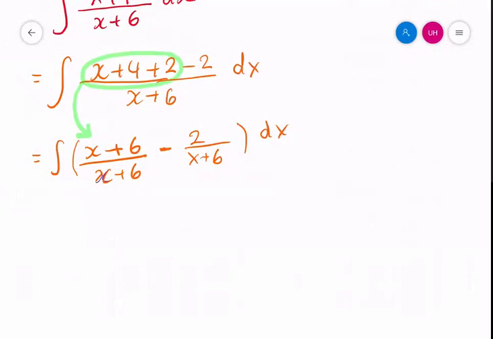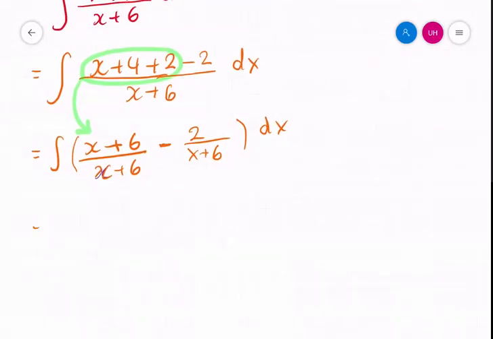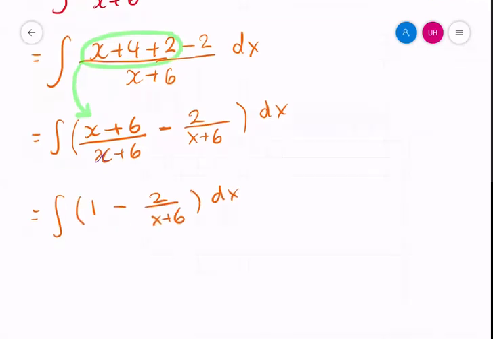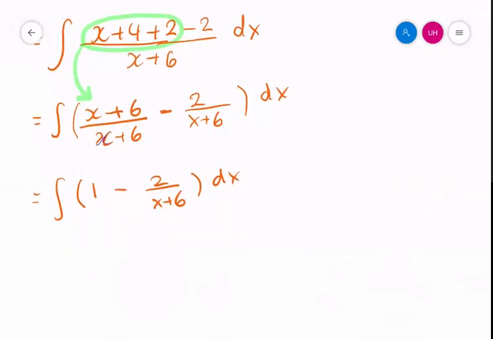Then, okay, so this becomes the integral of 1 minus 2 over x plus 6 dx. And now if we integrate, what?